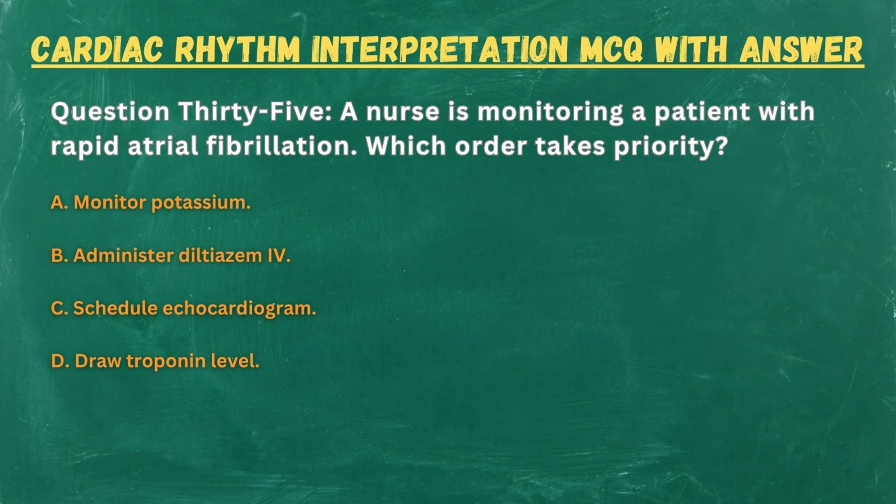Question 35. A nurse is monitoring a patient with rapid atrial fibrillation. Which order takes priority? A. Monitor potassium. B. Administer diltiazem. C. Schedule echocardiogram. D. Draw troponin level. Answer: B. Administer diltiazem.